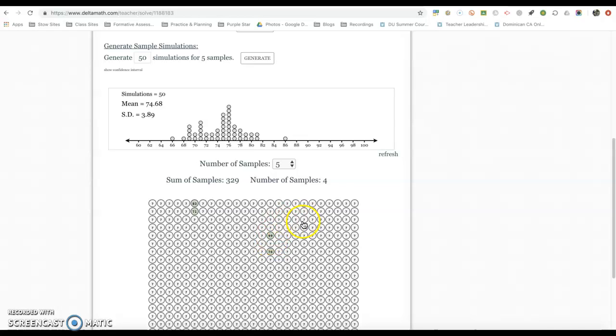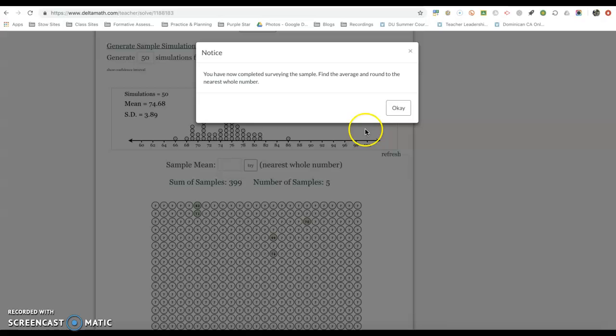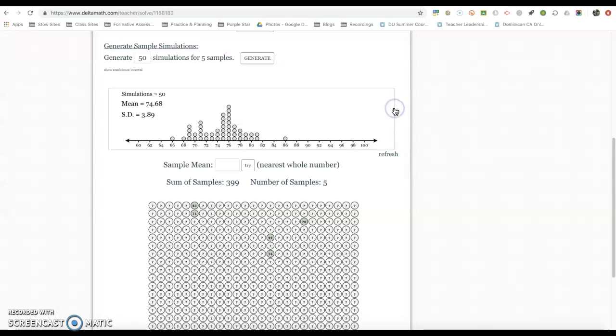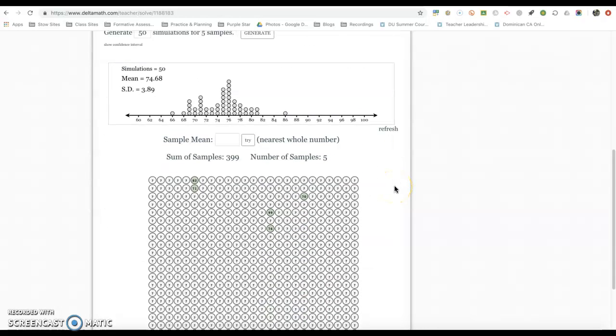Okay, so this one's kind of weird. Oh, I see. It's for a survey. That's what we're doing. All of these different question marks are like the people that you're surveying. So you've now completed the surveying and sample; find the average and round to the nearest whole number. This is as if you went to the store, which you're not allowed to do right now, but whatever. You asked 5 people the survey question, and these were your results. So now they're just asking you to find the mean.